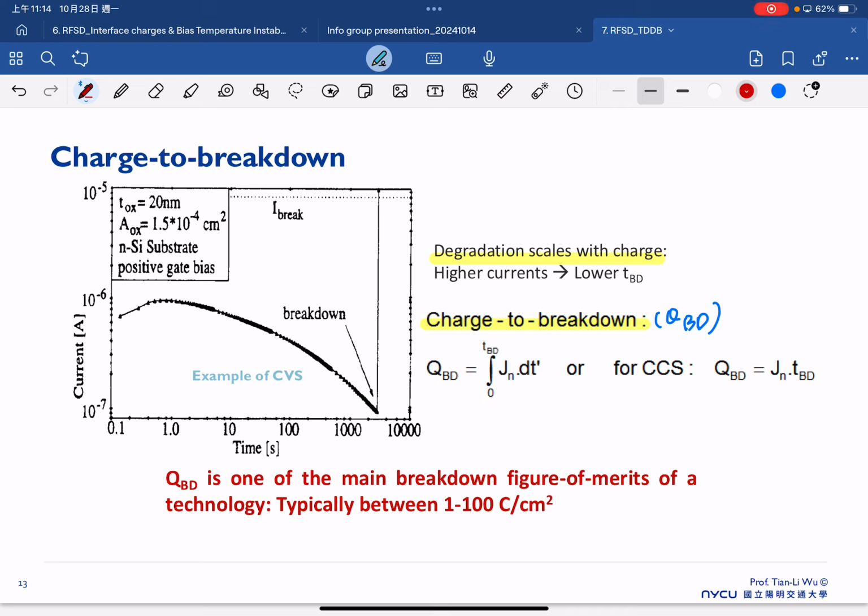So if we have a dielectric that has a lower TBD, it will also have the curve like shown here. This is because we have a higher current. If you consider the charge, it's the same. Charge is equal to current times your time. So that means if you have a higher current, your time will decrease. That's why you see the lower TBD. And what is TBD? TBD is what we call the time to breakdown.